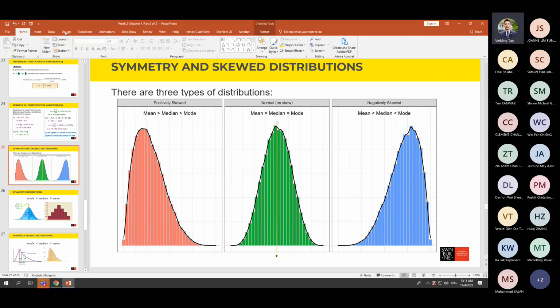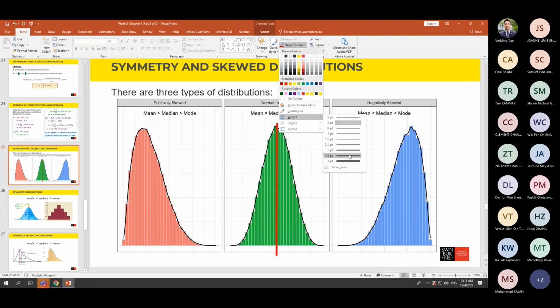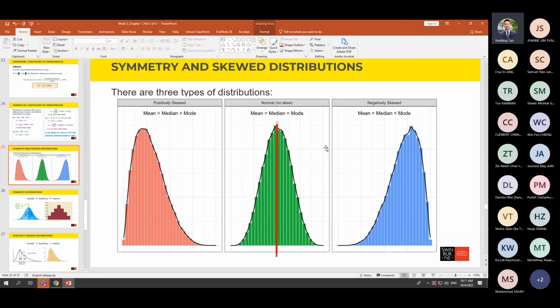maybe I can use other color. All right, I use other color. I use a thicker line. Okay, all right. So the red line here. So the location of mean, median, and mode all are here in the middle.